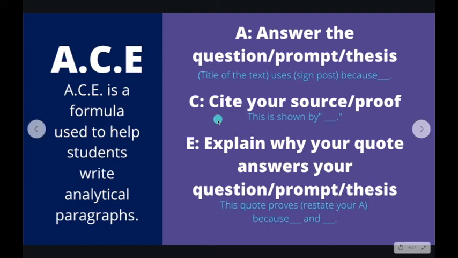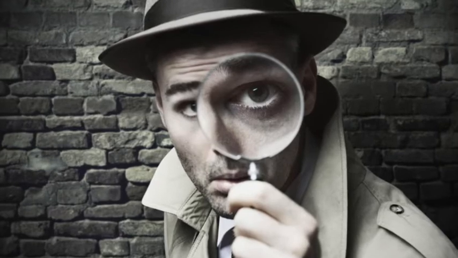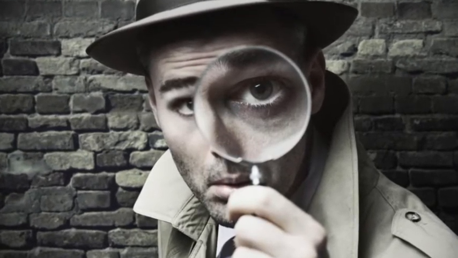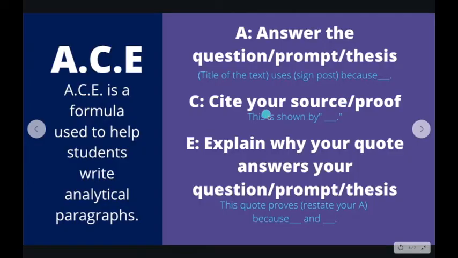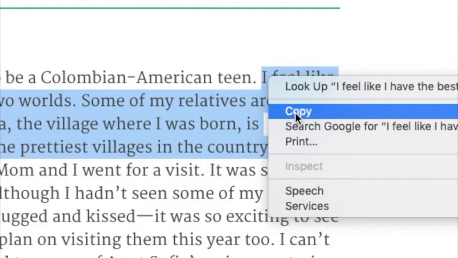Now C is quite the opposite. C will actually look for your proof and your source. This one actually does come from the book, and it's probably the easiest one to use. So this is shown by, you're going to look for a sentence that will help answer your A. Okay? So pretend like you're a detective looking for evidence to solve a case. That's what you need to do with the cite. You need to go into your text and find a sentence that helps prove your answer.